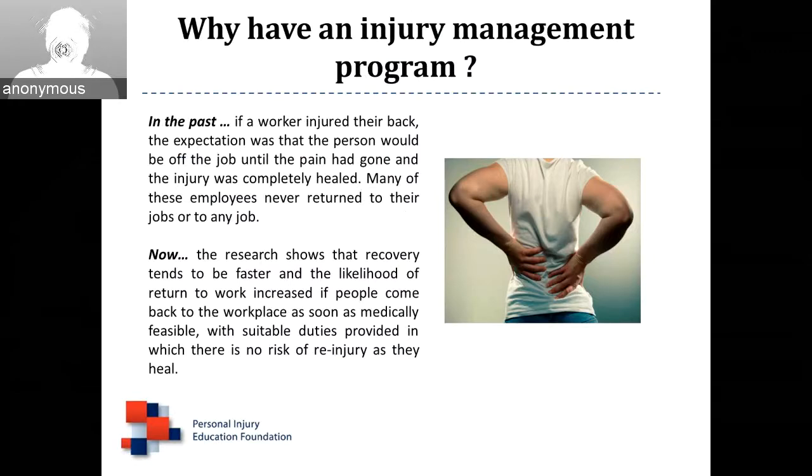In the past, if a worker injured their back, the expectation was that the person would be off their job until the pain had completely gone and the injury was completely healed. For many of these employees, they never returned to work or their jobs or to any job. The bond between the workplace and the co-workers dissipated, and often individuals began to define themselves in terms of their injury. It just became a negotiation between themselves and the insurer or the agent. Now, the research shows that recovery tends to be faster and the likelihood of return to work increased if people come back to the workplace as soon as they are medically feasible, with suitable duties provided in which there is no risk of re-injury as they heal.